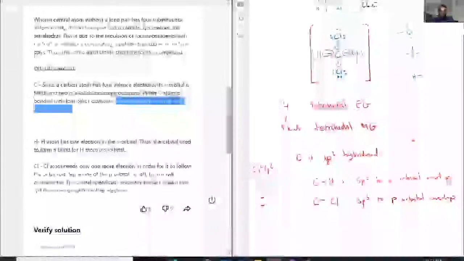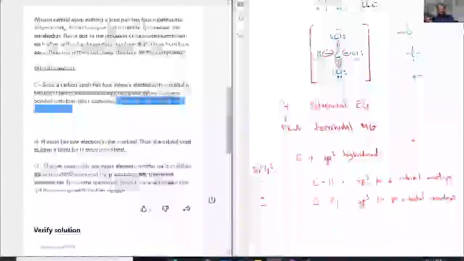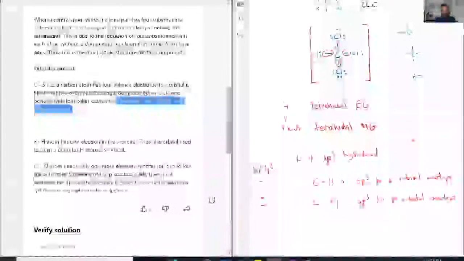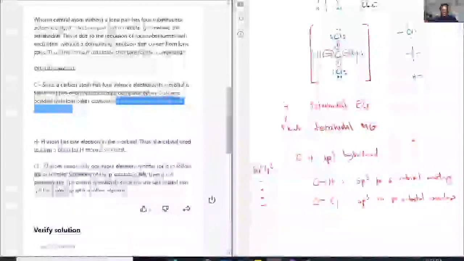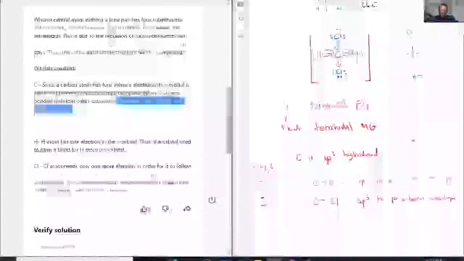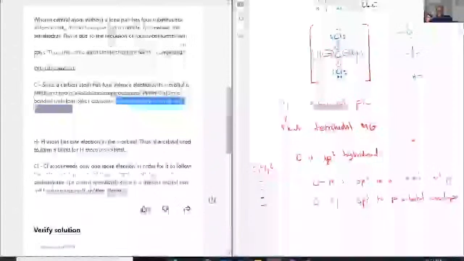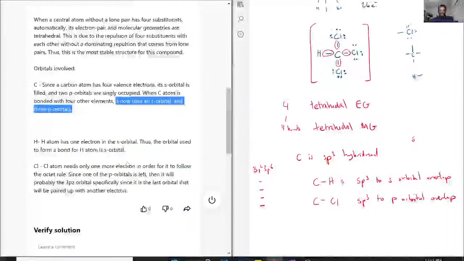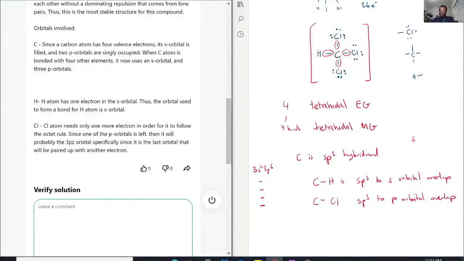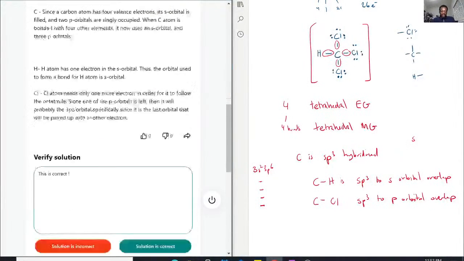The chlorine only needs 1 more electron in order to follow the octet rule. That one would be its outermost, the top one, the 3p, or at least the p orbital. The important thing to recognize is that it wants to use a p orbital, and it will use that to pair with the sp3 hybridized orbital on the carbon. So that would be the orbitals that overlap there. With that being said, this is correct.